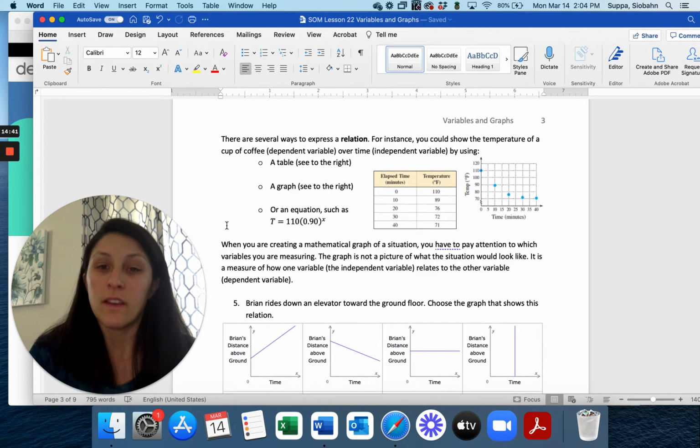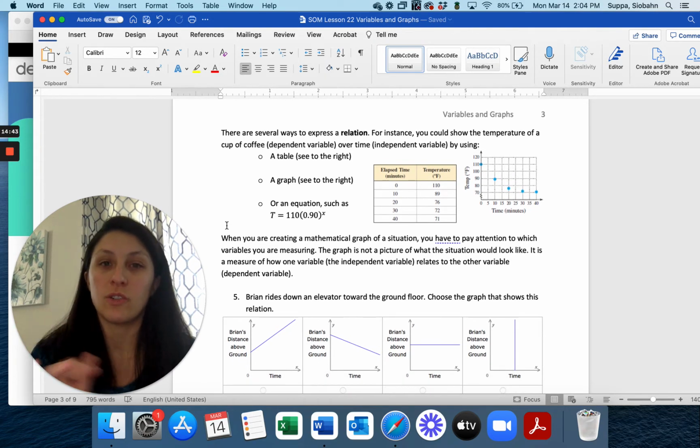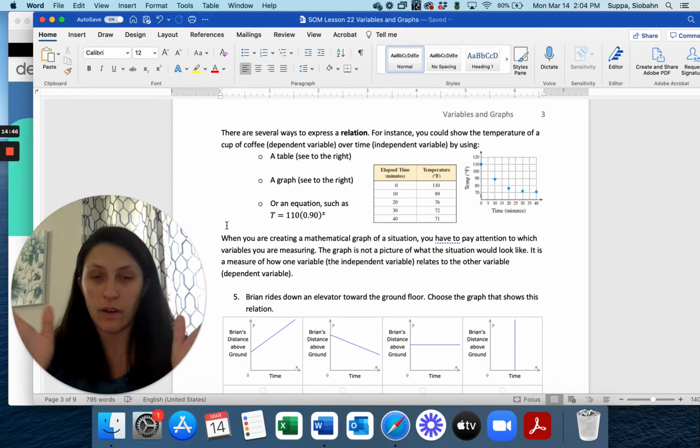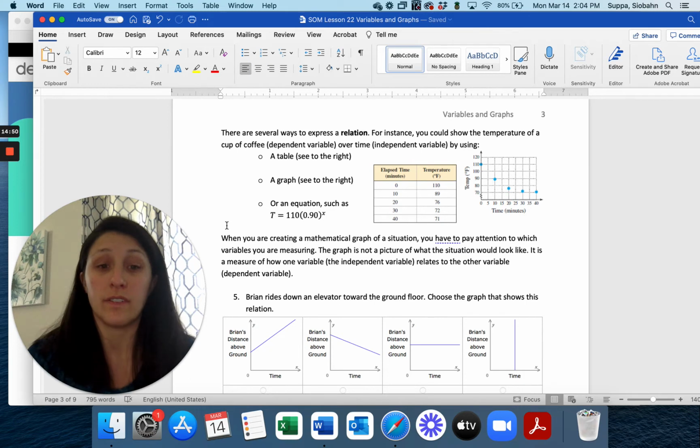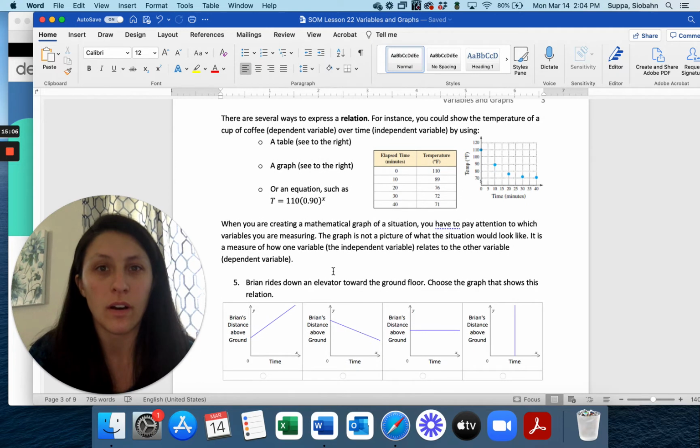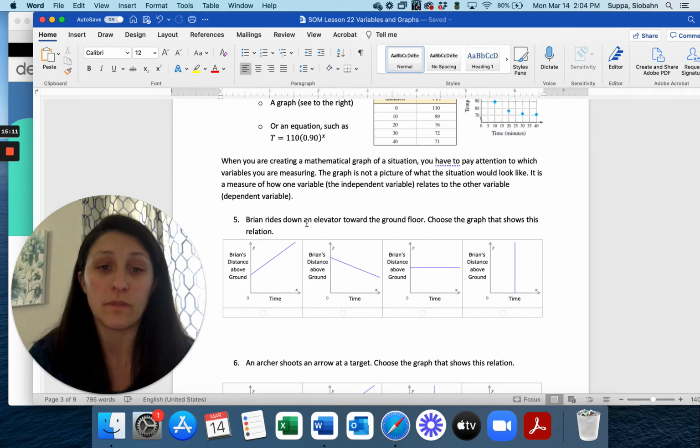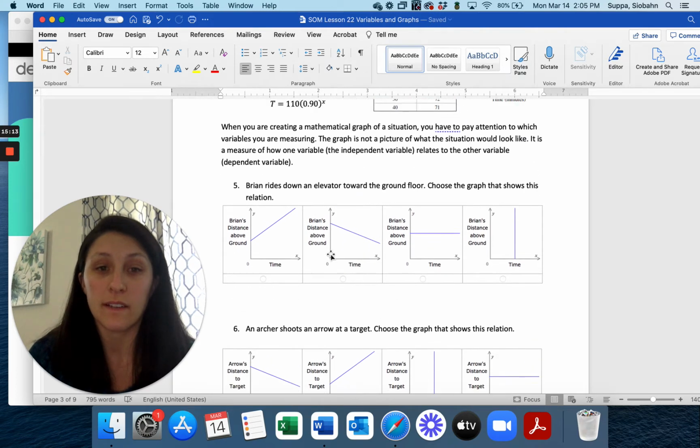When you're creating a mathematical graph of a situation, you have to pay attention to which variables you're measuring. The graph is not a picture of what the situation would look like if you were to take a video of whatever's happening on your phone. That's not what the graph is. And this is a very important concept to internalize. The graph is measuring how the independent variable is related to the dependent variable. So that's what the graph is measuring. It's not a picture, it's not a video of the real life situation that would be occurring. So I'll give you an example. I'll do number 5 with you, and then you'll try number 6.